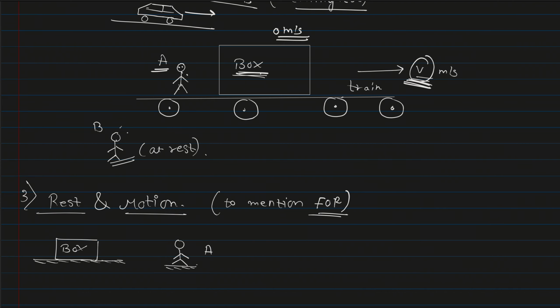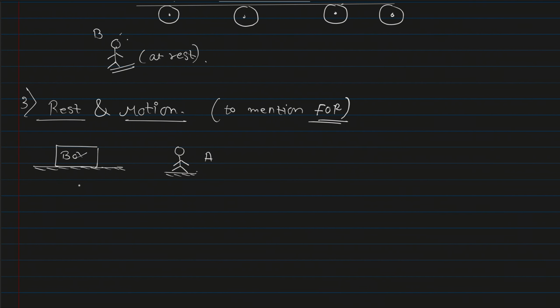Why is the box at rest? We say things are at rest when there is no relative motion between the observer or the frame of reference and that object. So for A, the box has no motion, or rest. No motion is equivalent to rest. For A, the box is at rest, and thus we say the box is at rest with respect to A.